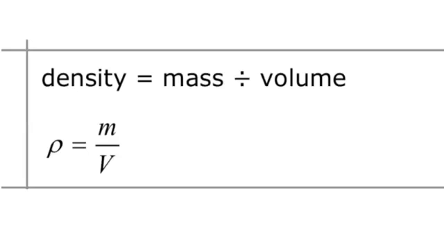The last one for this block is density. Density is the mass per unit volume. The amount of stuff, the mass, in a certain amount of space, volume. So mass divided by volume.